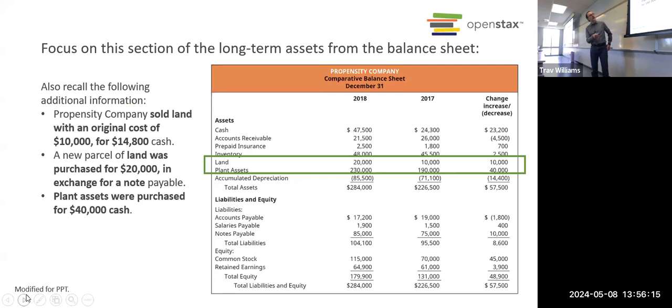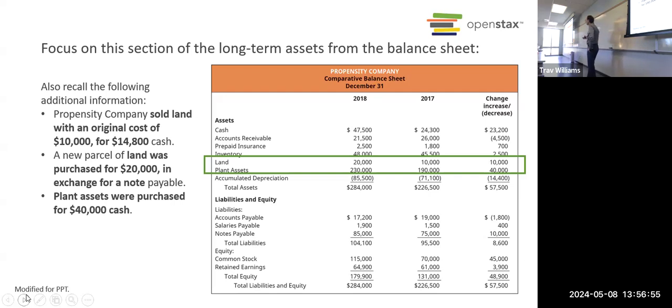So here's an example. This is looking at a balance sheet, looking at the assets section, which always starts with the current assets, but then you get into your long-term assets. In this case, we've got land and plant assets, probably factory equipment or something like that. And we can see how they changed. From 2017 to 2018, our land went up by $10,000. So that was a $10,000 increase. Our plant assets went up from 190,000 to 230,000. That was a $40,000 increase.